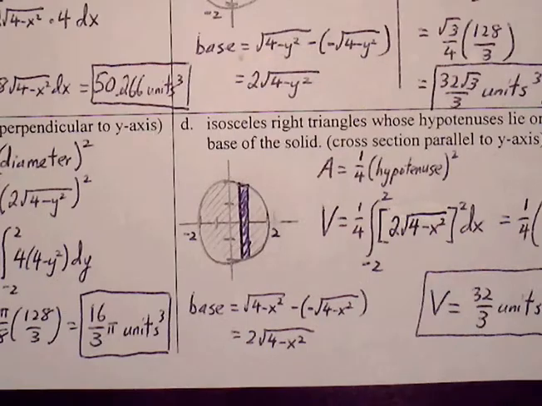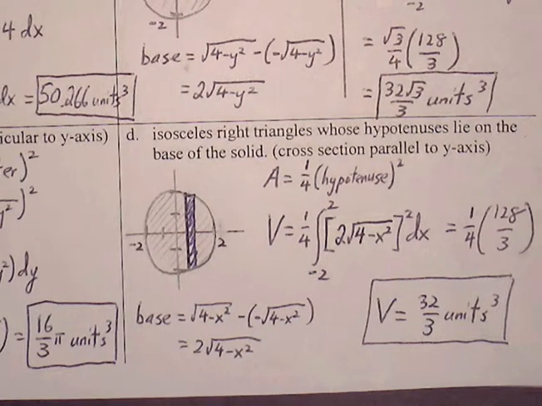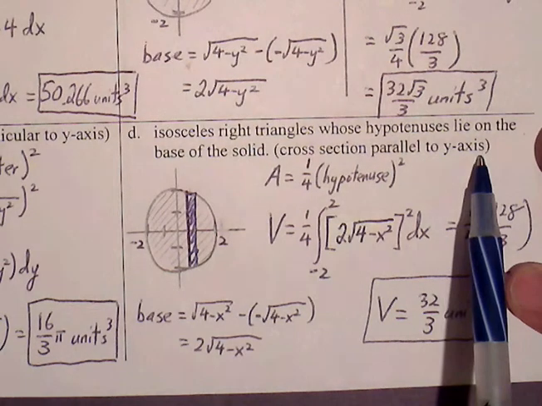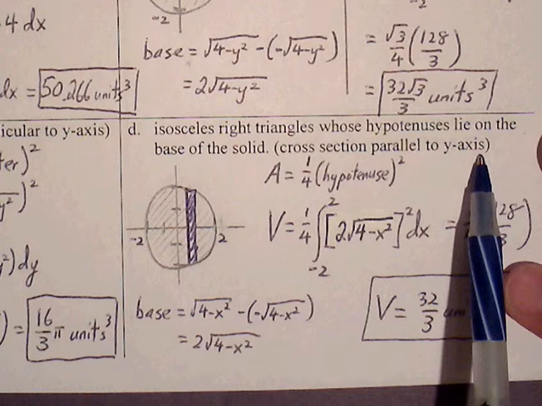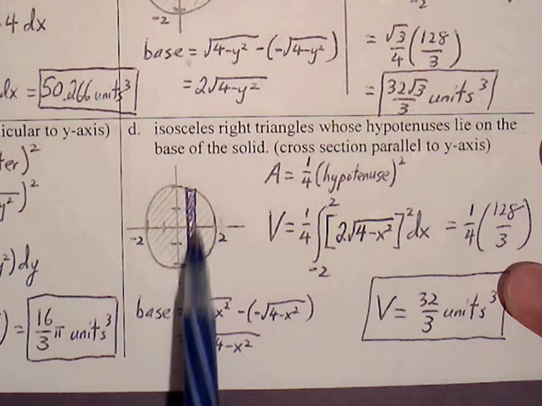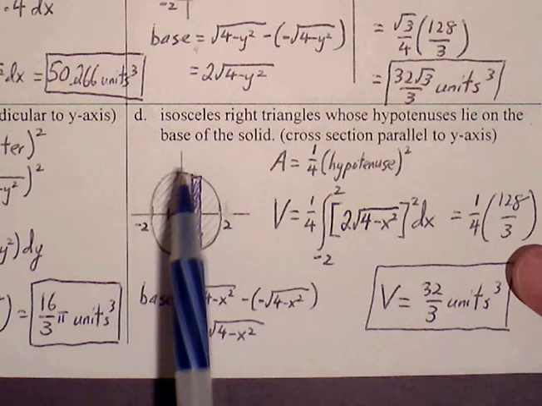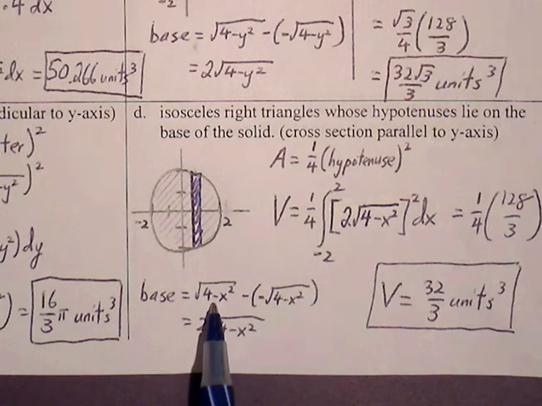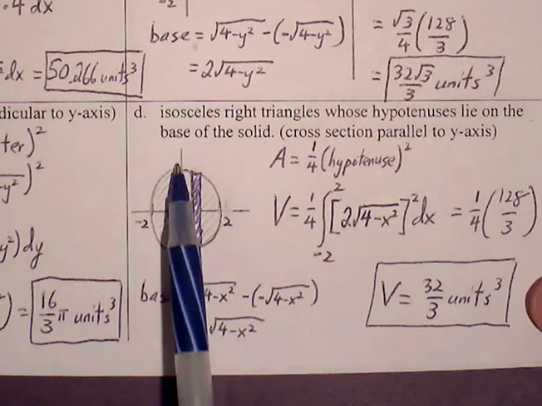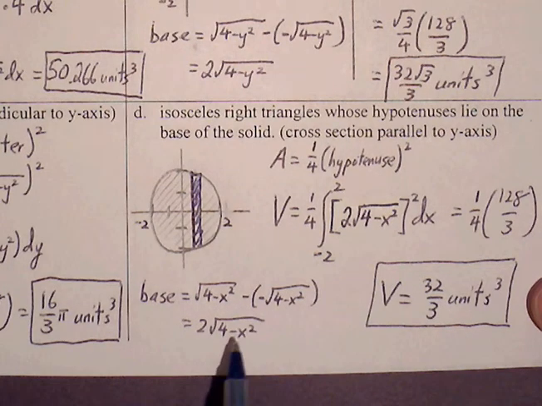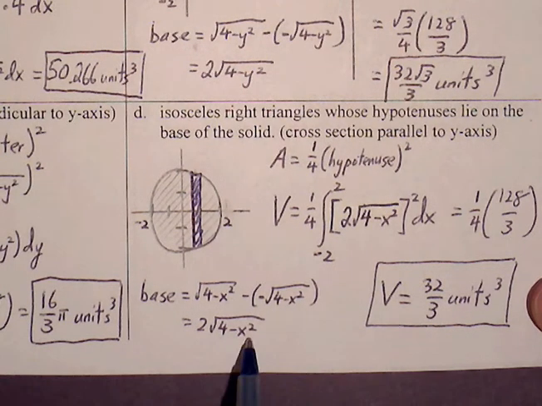Part D, isosceles right triangles whose hypotenuse lie on the base of the solid, and the cross-section is now parallel to the y-axis. Okay, and our y-axis is vertical, parallel. So there's also going to be vertical. So top minus bottom. We've already done top minus bottom from part A. So root 4 minus x squared, that's the top curve. The bottom curve is negative root 4 minus x squared. So we subtract those. Two negatives cancel out. So now our base is 2 root 4 minus x squared.